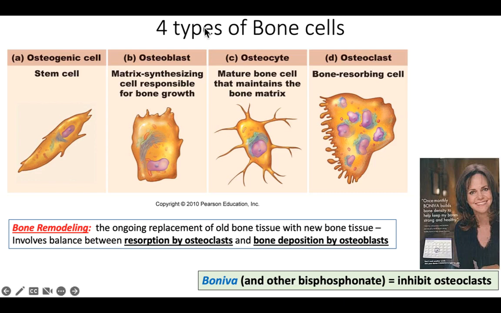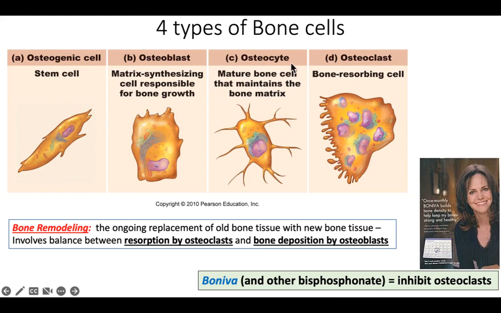They eventually mature and become an osteocyte. So an osteocyte actually used to be an osteoblast. They're not as active, but they still function. They're mature and they maintain the matrix.